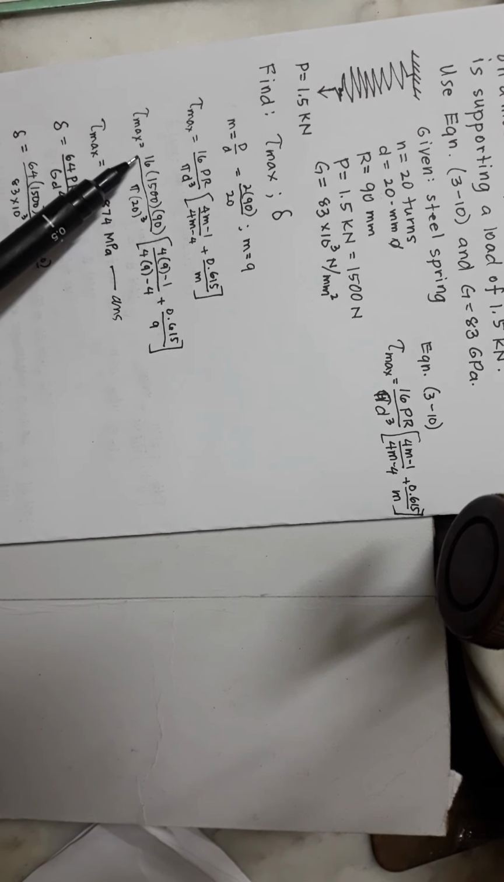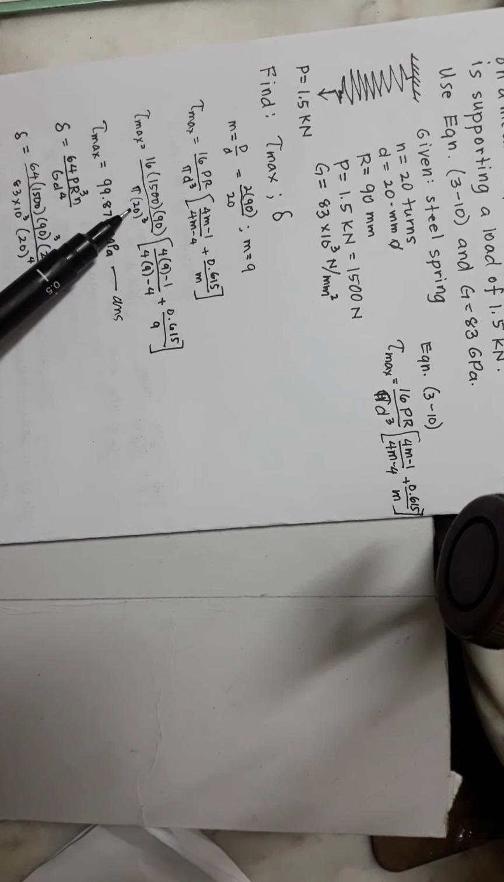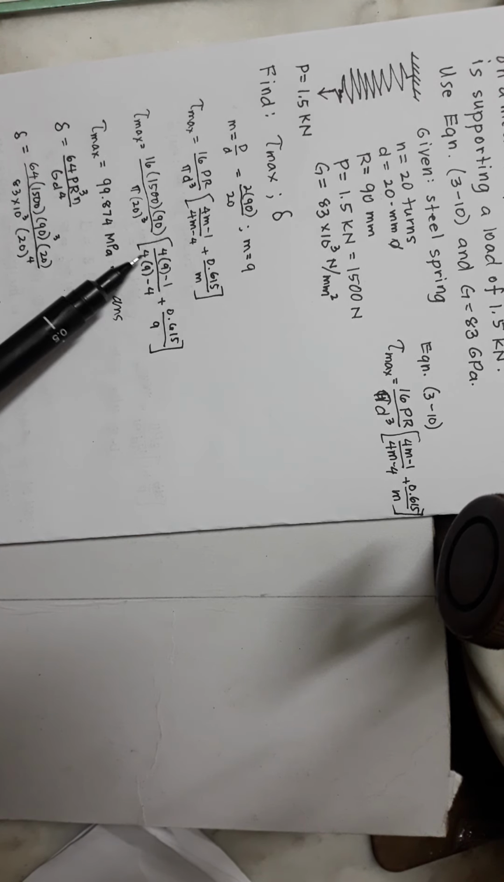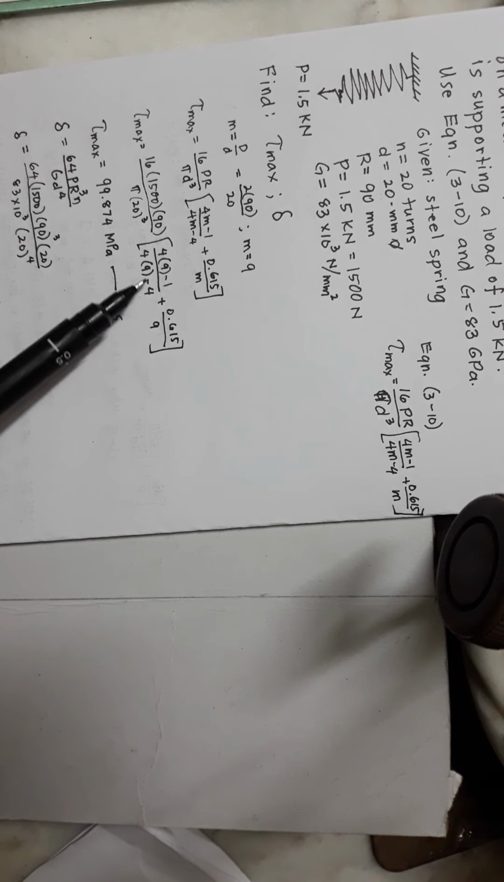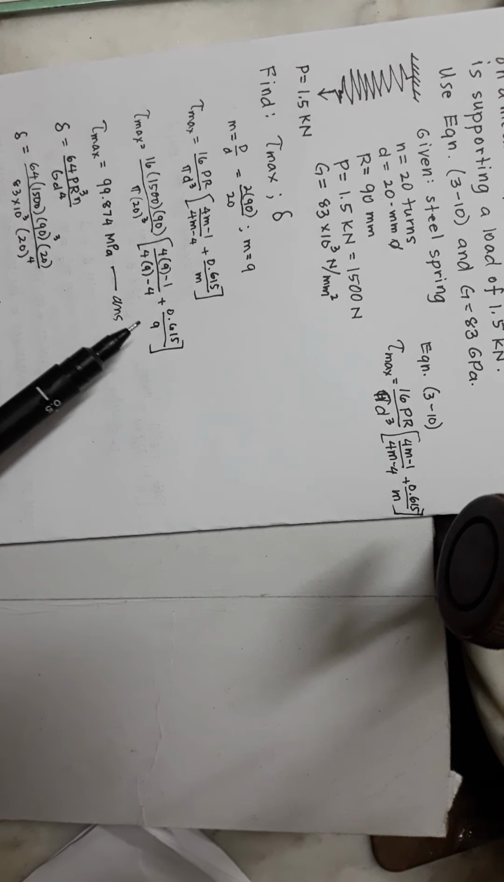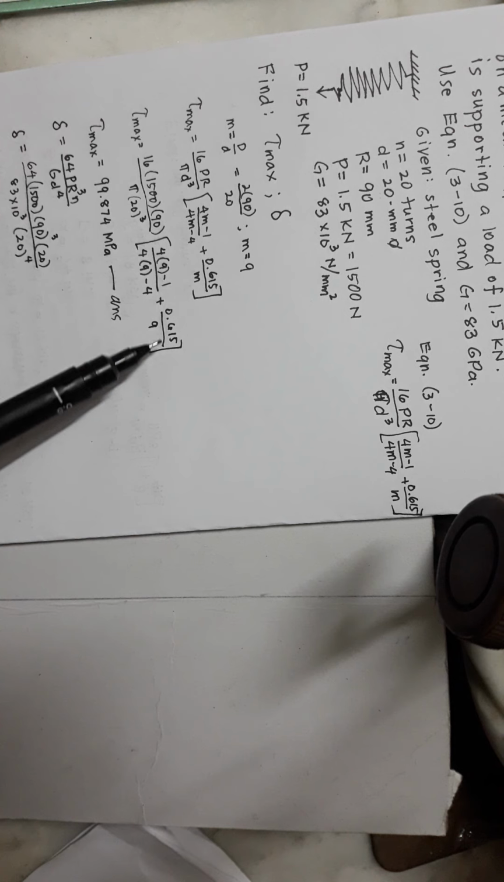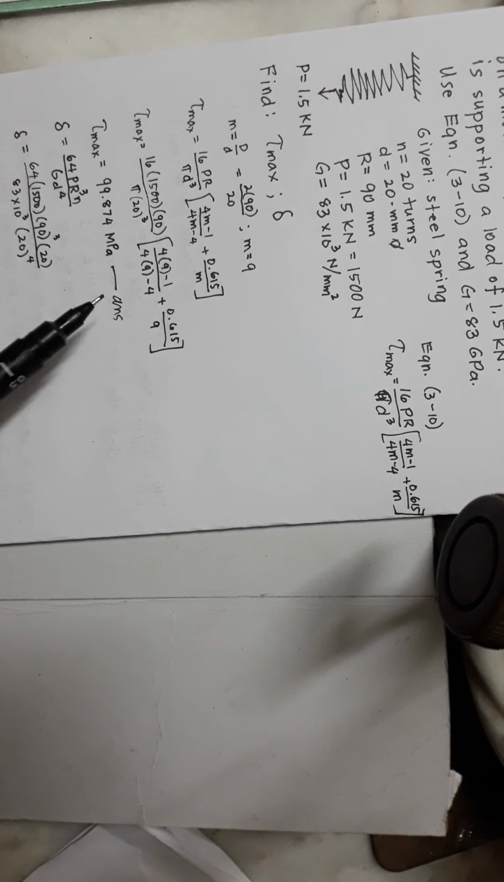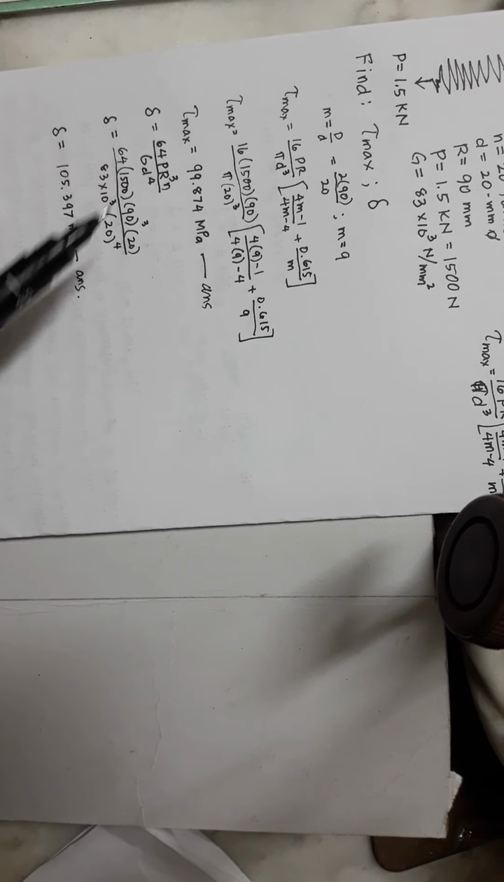Substituting values, we have 16, P is equal to 1,500, R is equal to 90, divided by pi, and D is 20 cube, times the quantity 4 times m, which is 9, minus 1, divided by 4 times m, which is 9, minus 4, plus 0.615 over m, which is 9. So computing for this value, tau max is 99.874 megapascals.